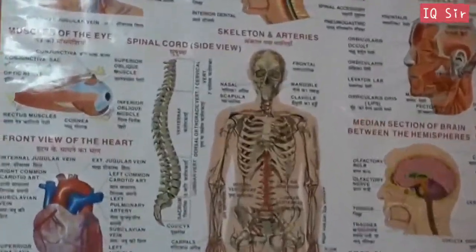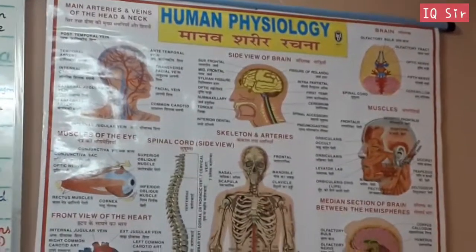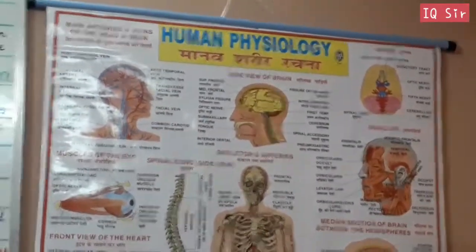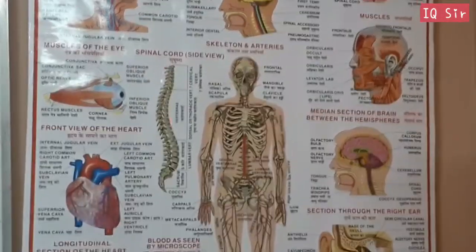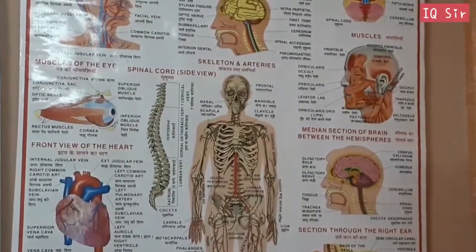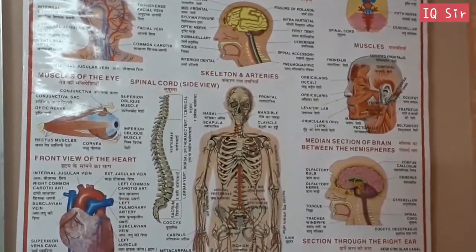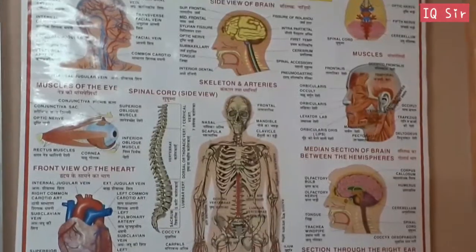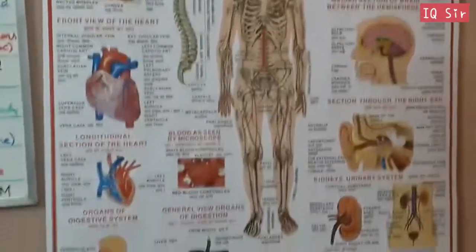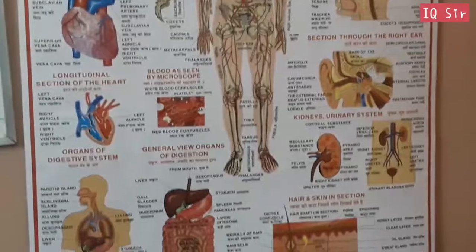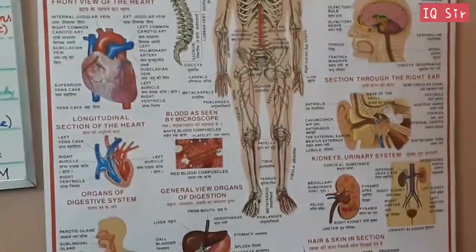And the brain, of course, the location is there, and the section, side view, median view of the brain. And the spinal cord is there, just in the vertebral column, side view, extending from the brain to the base of the lower part of the body. Then the testes we have seen in that chart, and the ovaries we have seen in that chart.